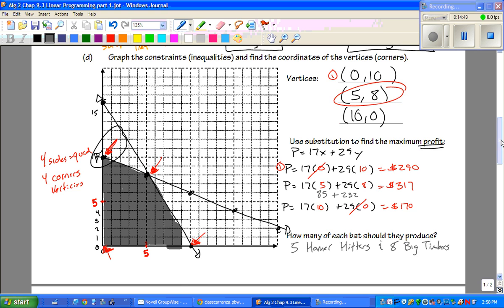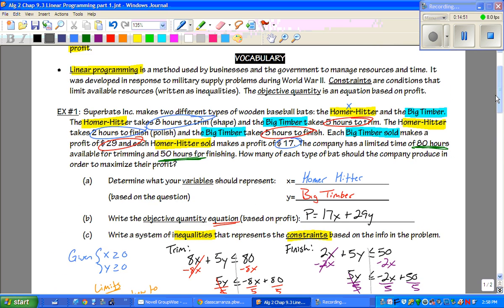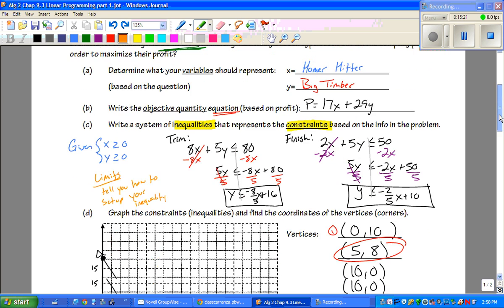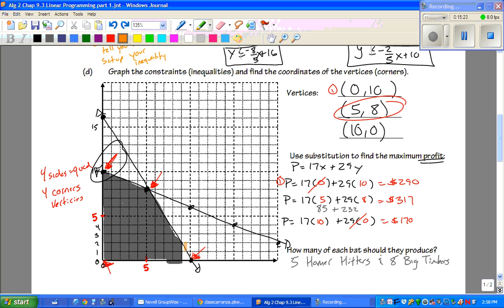Okay? So, as we're going through this again, the first thing we did was we kind of read everything. Then we determined what our variables were based on that question. Remember, the question was the thing all the way at the very end. We did our objective quantity. That's when we're looking at the profits right here of each one. Then we started looking at the constraints, trying to figure out what our inequalities were, graphed them, looked at the points, and then plugged them back in.